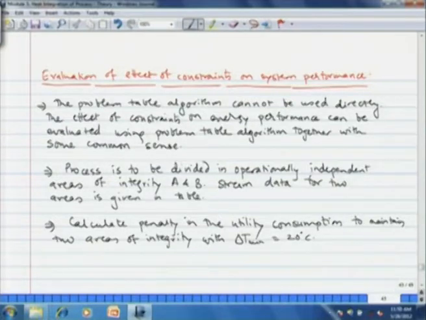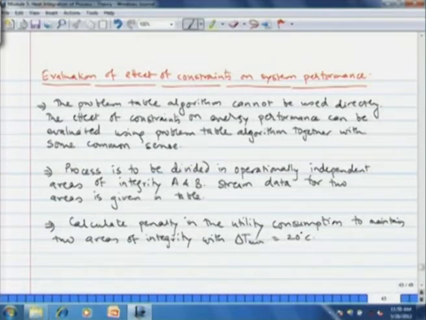So let us evaluate the effect of constraint on system performance. Suppose there is a constraint, then how does it affect the system performance, how does it affect the minimum hot utility requirement and minimum cold utility requirement? So we see now an example. The problem table algorithm cannot be used directly in such cases.